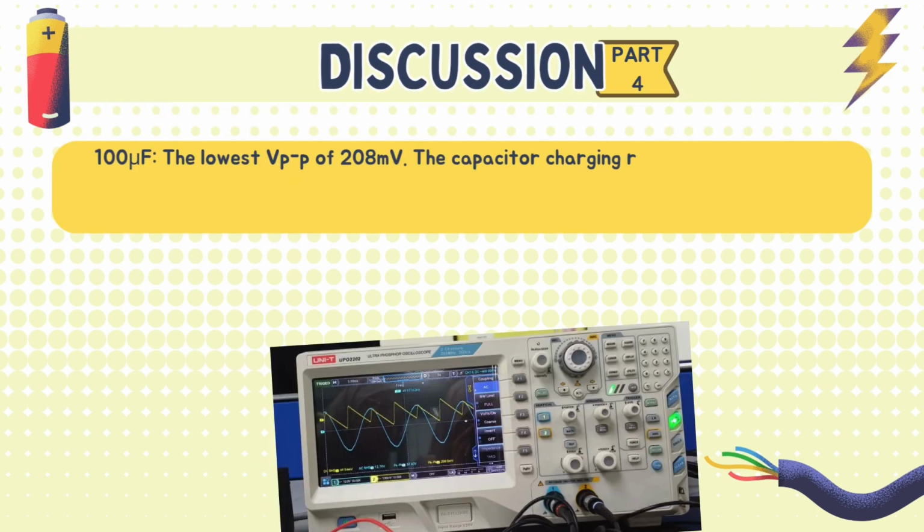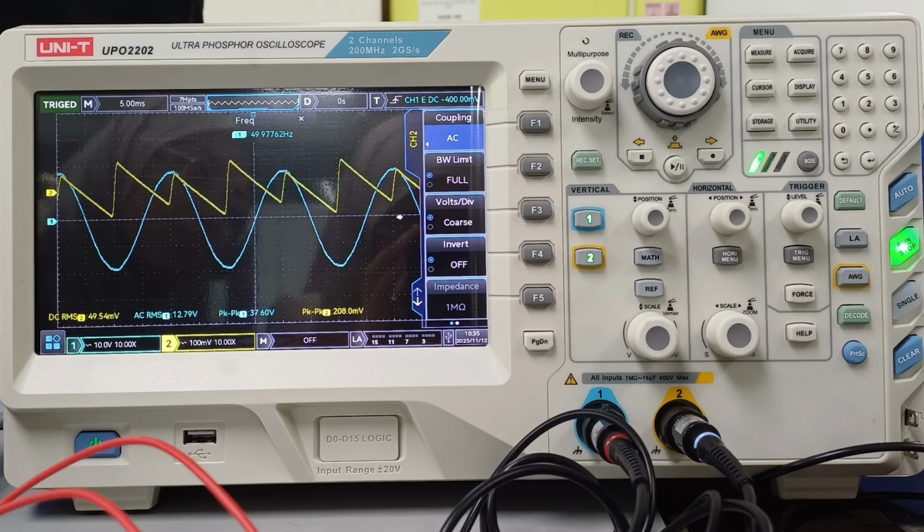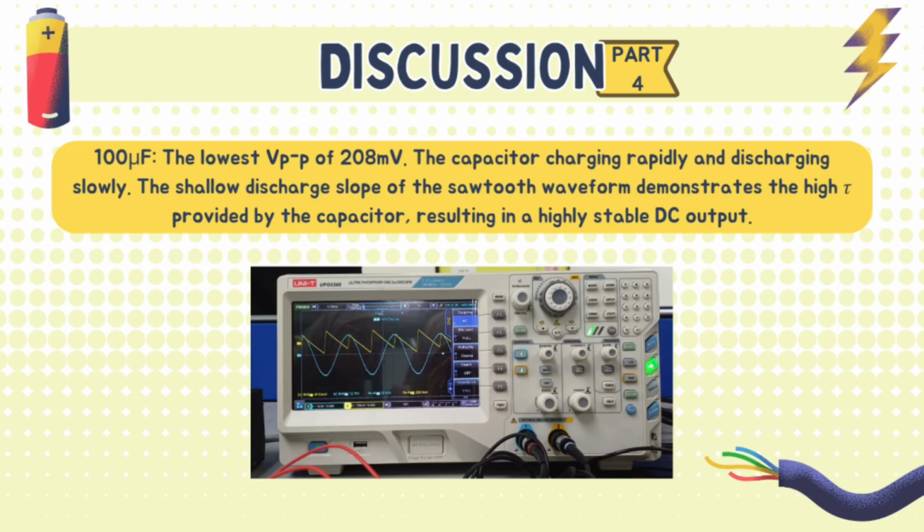Lastly, for 100 microfarad, figure part 4 shows the lowest peak-to-peak ripple voltage of 208 millivolts. It is observed that the capacitor charged rapidly, which we can see from the steep upward slope, and discharged slowly, which we can see from the longer downward slope. The shallow discharge slope of the sawtooth waveform demonstrates the high time constant tau provided by the 100 microfarad capacitor, resulting in a highly stable DC output.